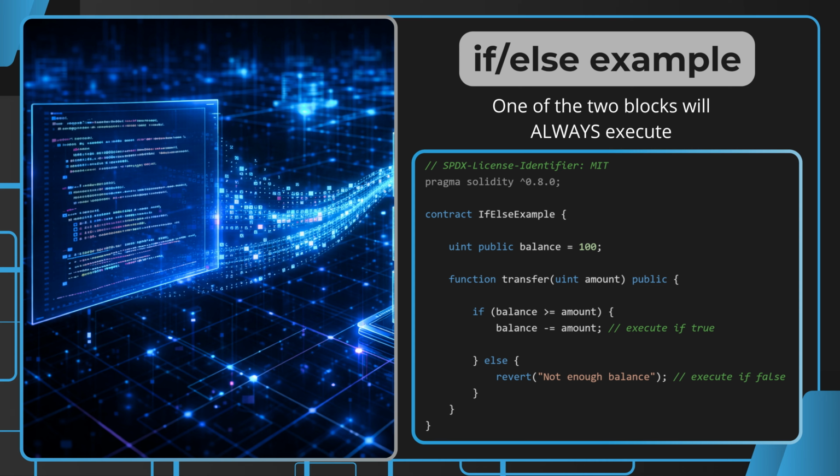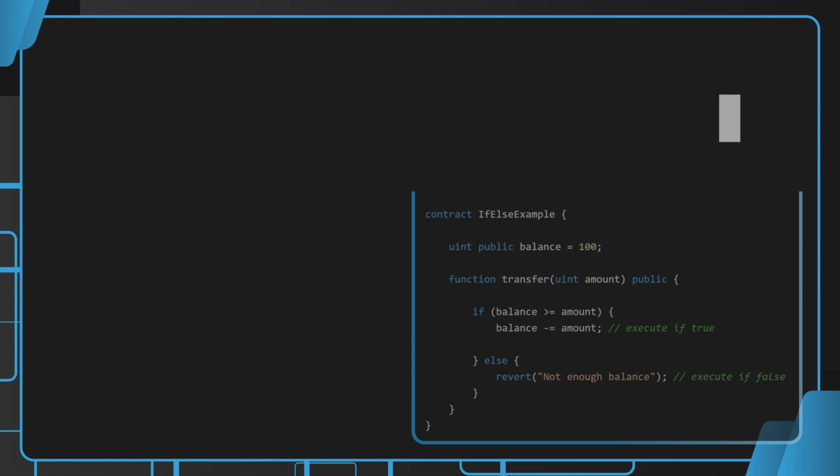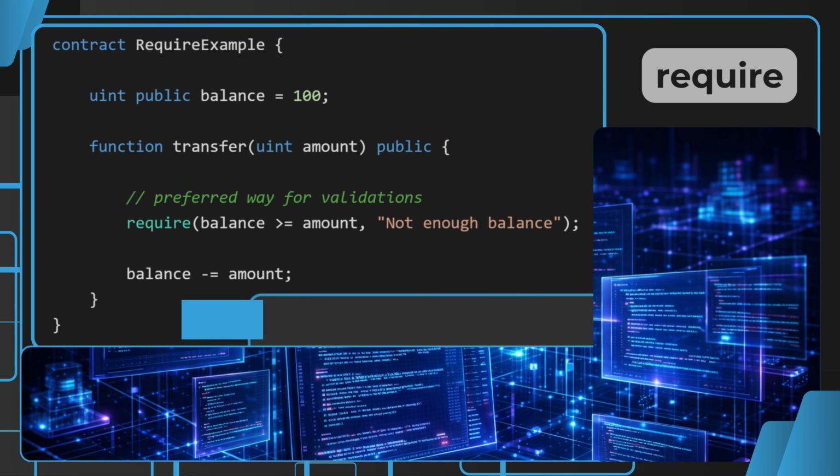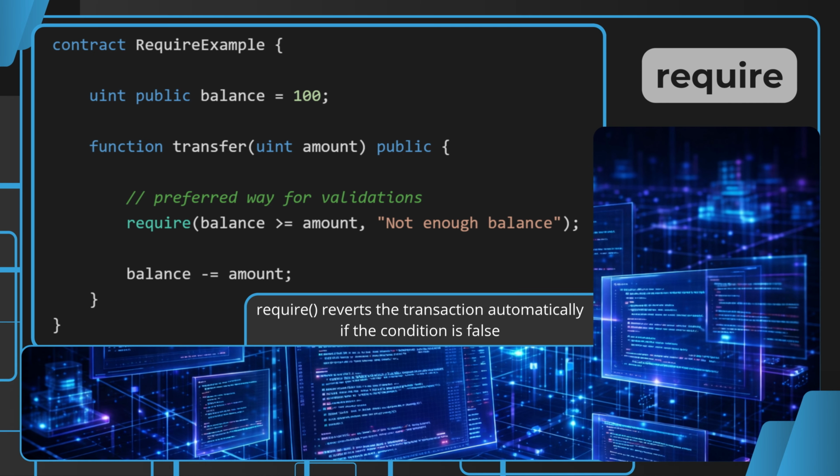Let's look at a practical example. Suppose you have a contract that manages user balances, and you want to check if a user has enough balance before allowing a transfer. Here, the statement checks if the sender has enough balance. If they do, the transfer happens. If they don't, you would typically revert the transaction using a statement like require. In practice, Solidity developers often use require for validations since it automatically reverts the transaction when a condition is not met.